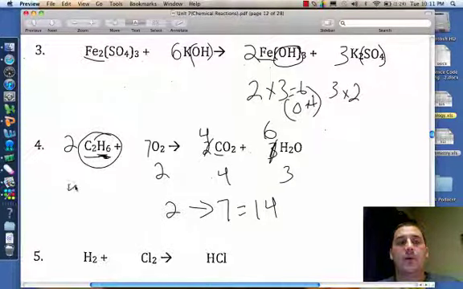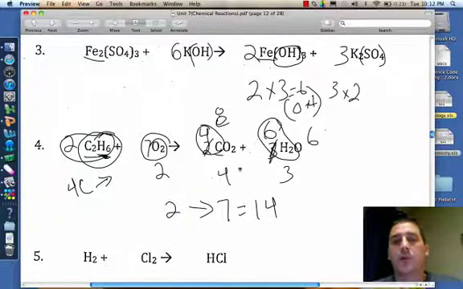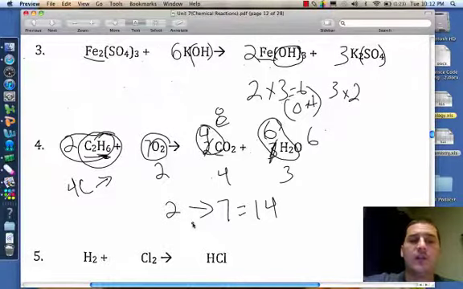So now we have 4 carbons coming in, and we have 4 carbons coming out. We have 12 hydrogens going in, and we're going to have 12 hydrogens coming out. We got 14 oxygens. We're going to have 8 here, and then 6 here. 8 plus 6 is always going to be 14. So 14 going in, 14 coming out. Again, this was the hardest one, so if you can understand this one, you can understand balancing any equation that we do the rest of the year.